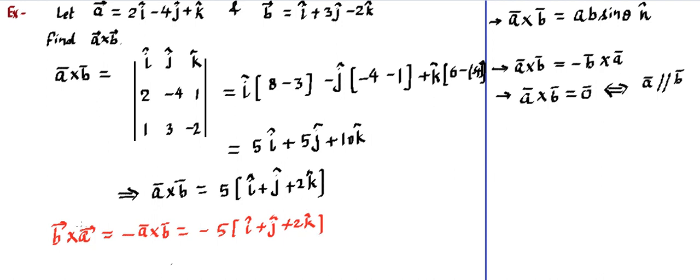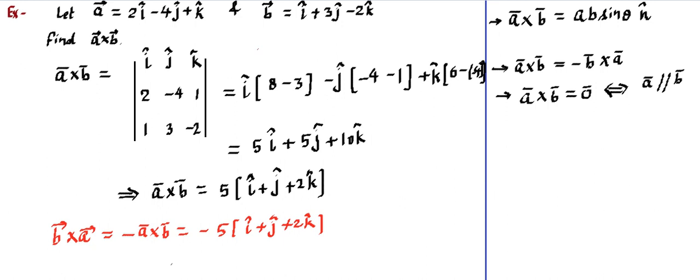And you can check the magnitude of a cross b and magnitude of b cross a are going to be equal, because this minus sign will not matter. We know the magnitude of a vector is a positive quantity, right? So this is an example of how to use the determinant to get the cross product between two given vectors.